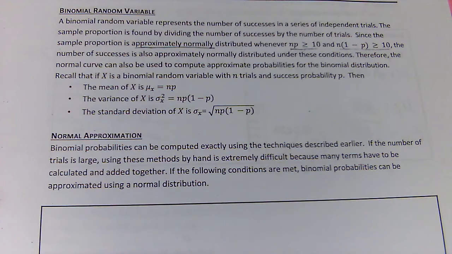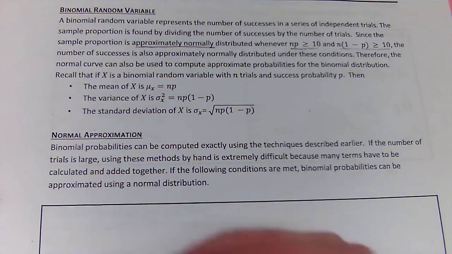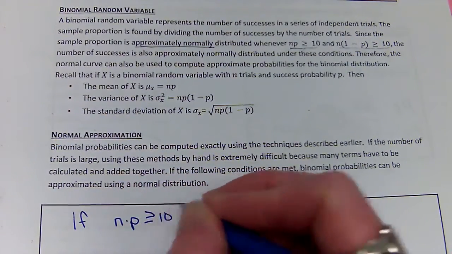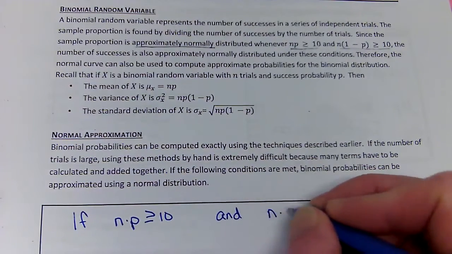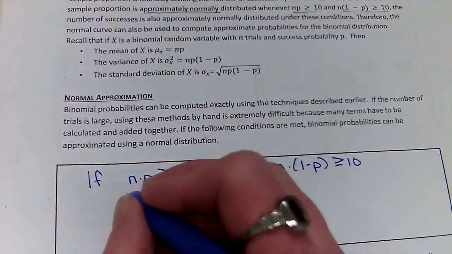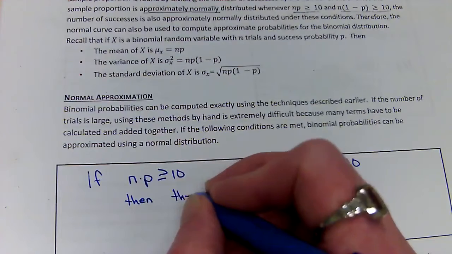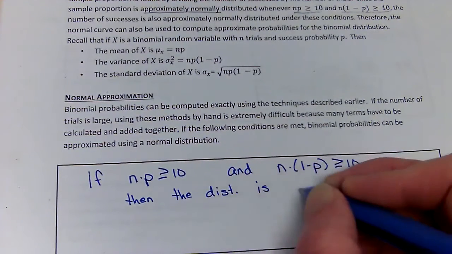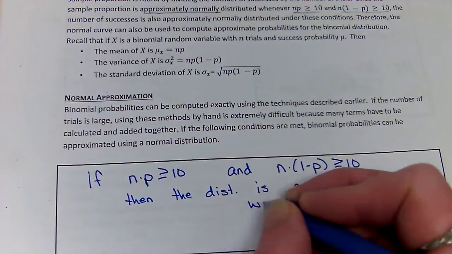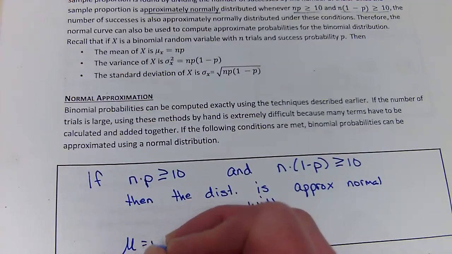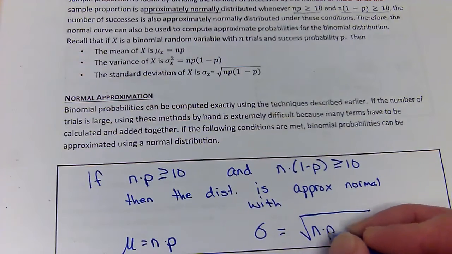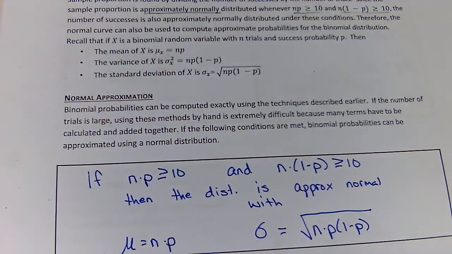So to approximate with a normal distribution, two things have to be true first. So n times p has to be greater than or equal to 10, and n times 1 minus p has to be greater than or equal to 10. If those two things are true, then the distribution is approximately normal with a mean of n times p and a standard deviation of the square root of n times p times 1 minus p.